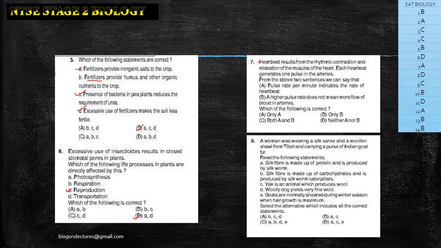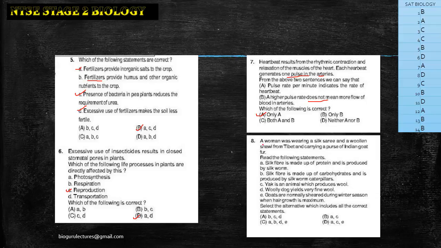Next, seventh one. Heartbeat results from the rhythmic contraction and relaxation of the muscles of the heart. Each heartbeat generates one pulse in the arteries. From the above two sentences, we can say that the first sentence, pulse rate per minute indicates the rate of heartbeat. A higher pulse rate actually means more flow of blood in arteries, right? So we can only go with the first one. So only A is the right answer here.